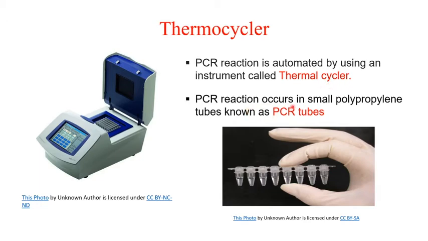PCR reaction occurs in small polypropylene tubes known as PCR tubes. You can see in this picture these are polypropylene tubes or PCR tubes which are used in thermal cycler machine. This is the thermal cycler machine used for polymerase chain reaction. Here the polypropylene tubes are placed and this is the LCD screen to monitor various steps of the PCR technique.